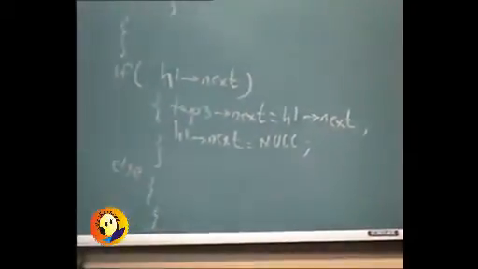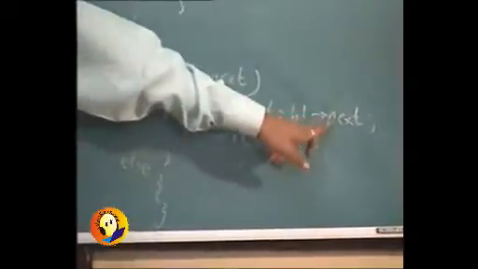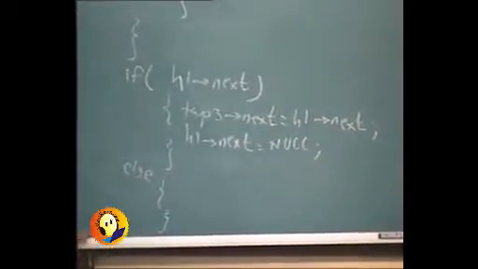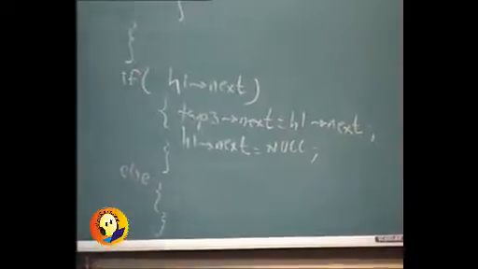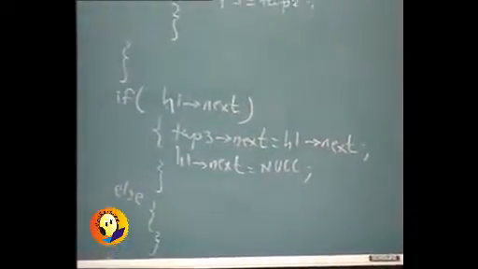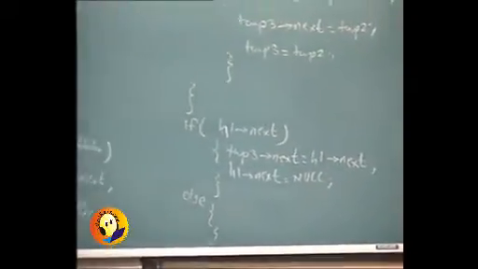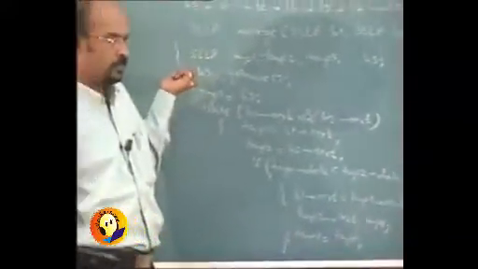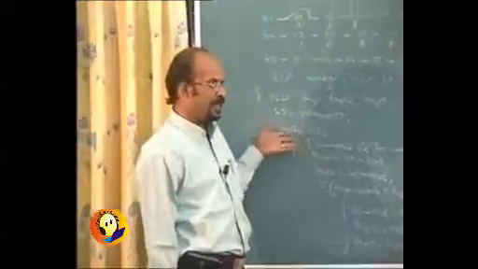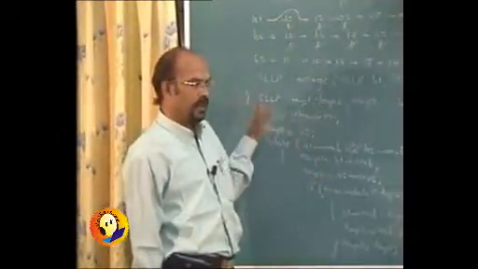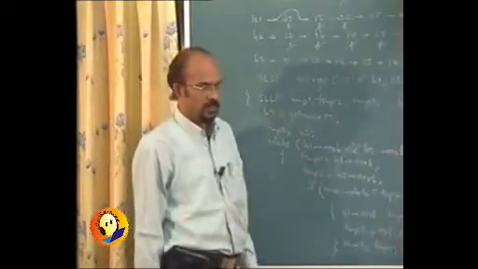Else, exactly two statements: temp3 arrow next equal to h2 arrow next, and h2 arrow next is null. And then you will return H3. The job is done. Got it? We have not created any new node except the header. Or if you don't want to create the header either, you can always say that H1 equal to H3, and it is merged with H1. Like that.